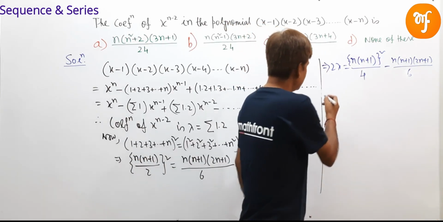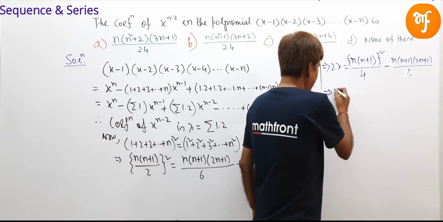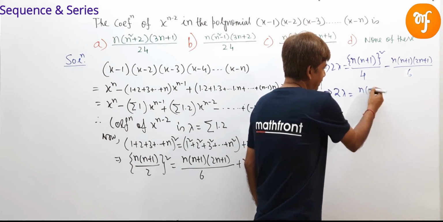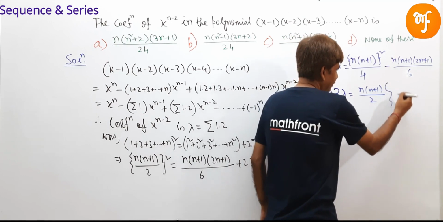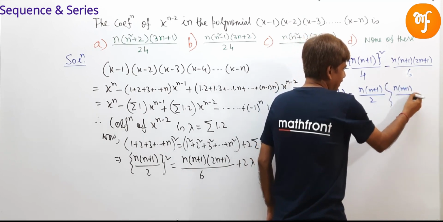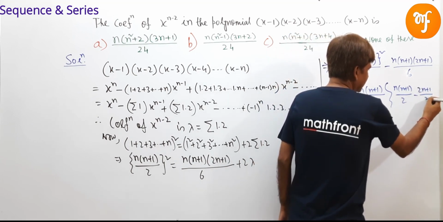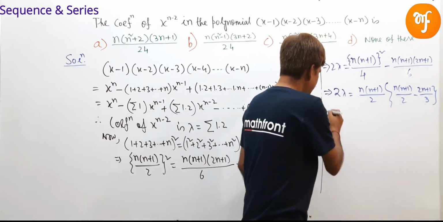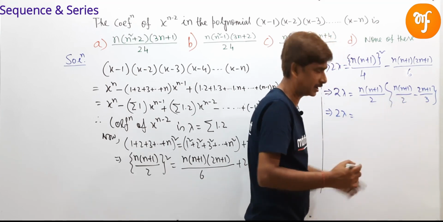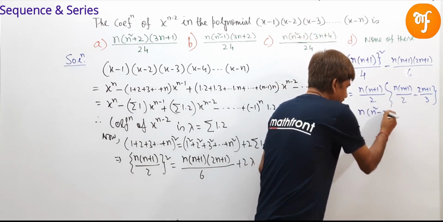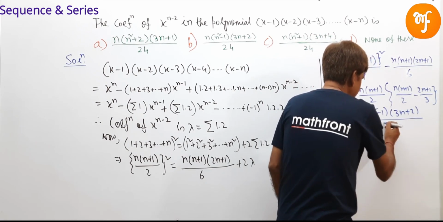Okay. So we can take common n into (n plus 1) by 2 from both of these two parts. We can write 2 lambda is equal to n into (n plus 1) divided by 2, into [n into (n plus 1) divided by 2 minus (2n plus 1) divided by 3]. Okay. Now just simplify this. 2 lambda will be, if we simplify the whole thing, directly n into (n square minus 1) into (3n plus 2) whole divided by 12.